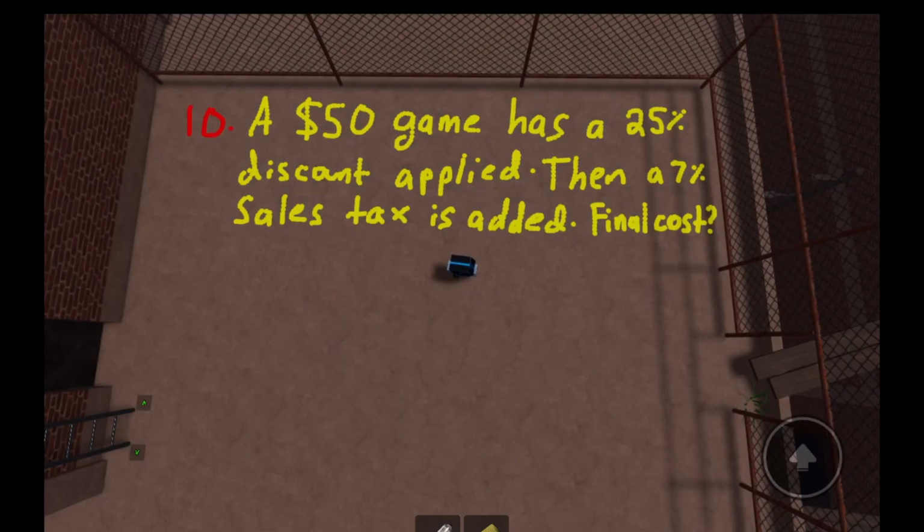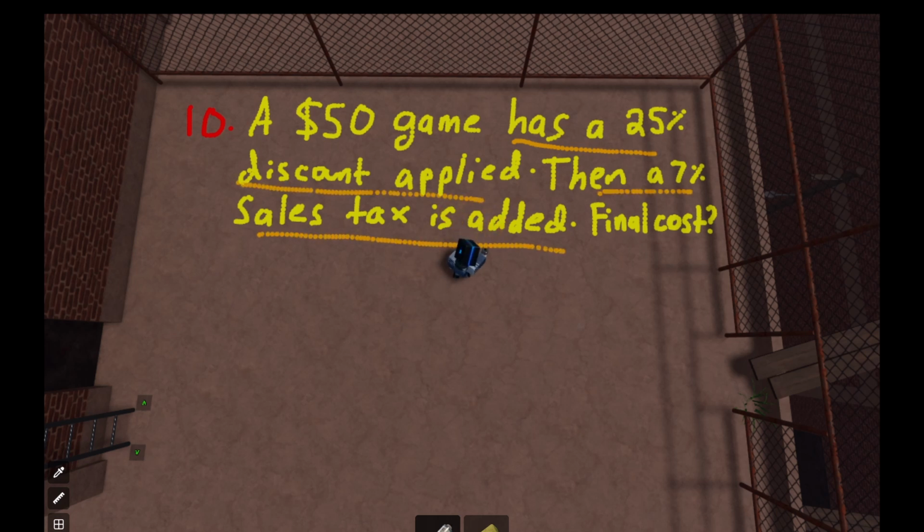This problem says that a $50 game has a 25% discount applied. Then a 7% sales tax is added. What's the final cost of this item? To do this, let's do this in two stages. First, let's find out how much the game costs after the discount, and then let's apply the 7% sales tax afterwards. So let's do the 25% discount first.